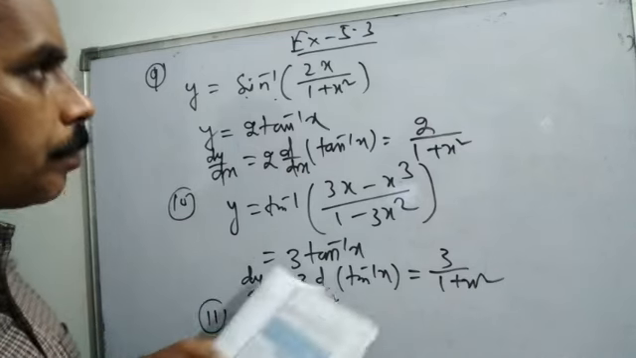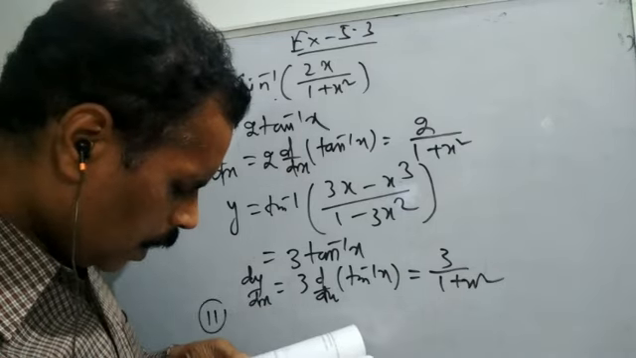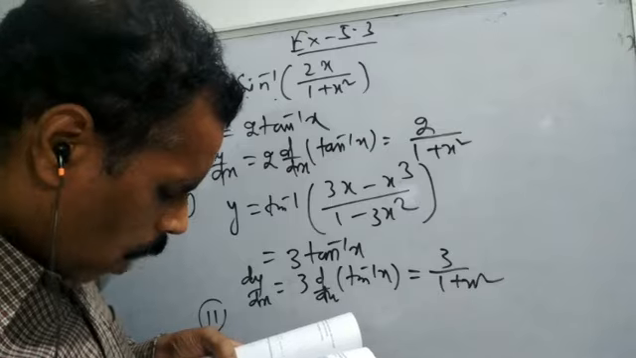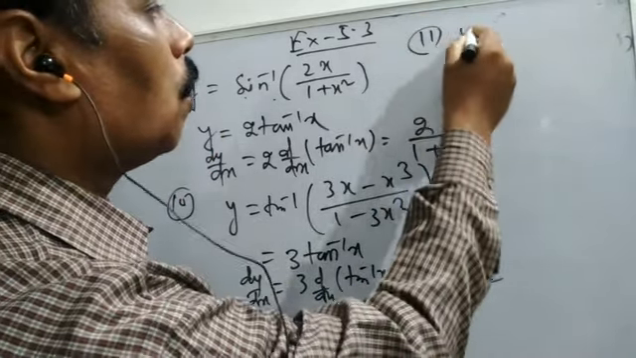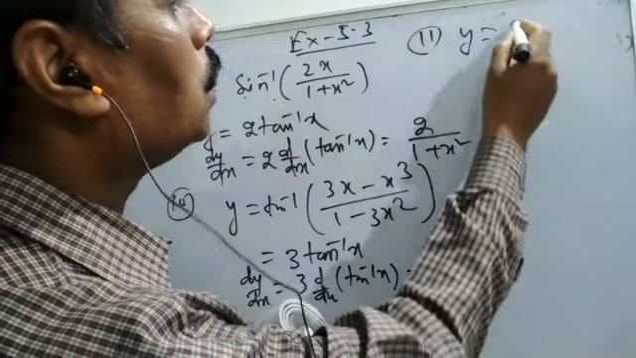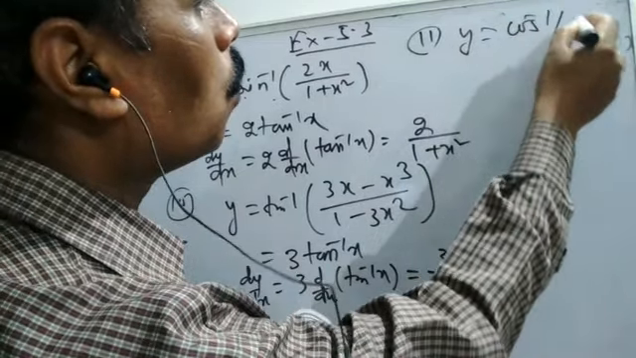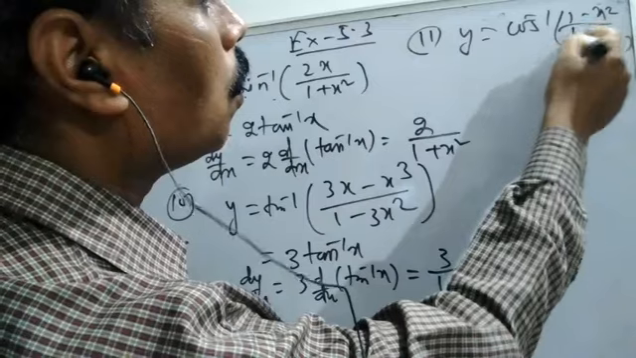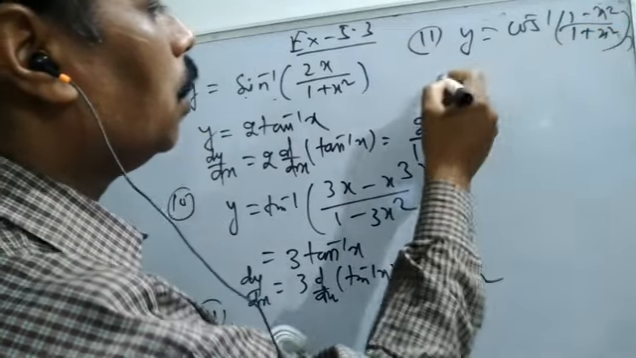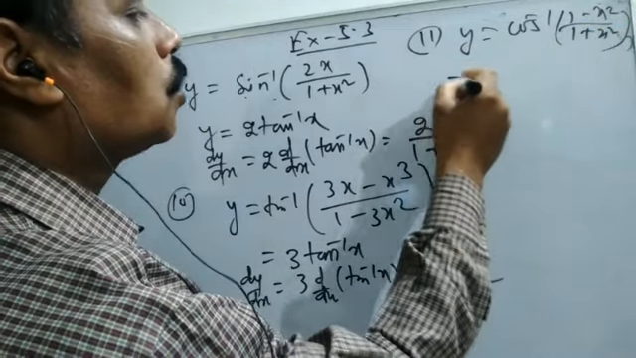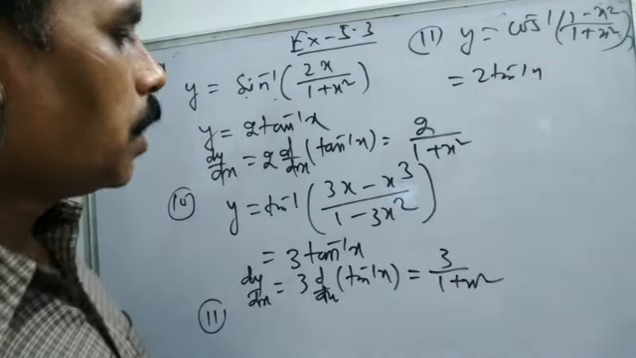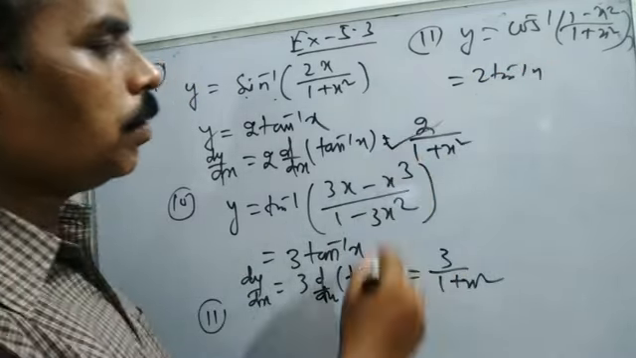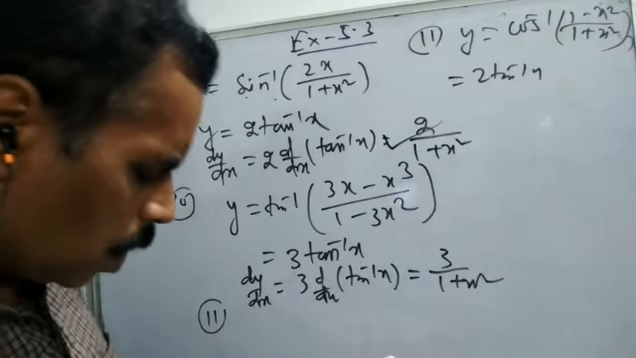Question 11. y is equal to cos inverse 1 minus x square by 1 plus x square. You recall that this formula is also 2 tan inverse x. What will be then? Again the same answer will come, 2 by 1 plus x square.